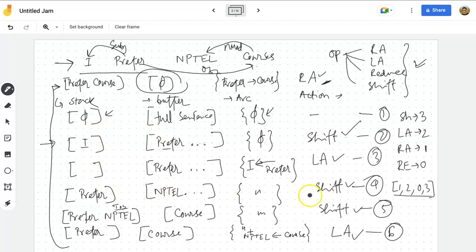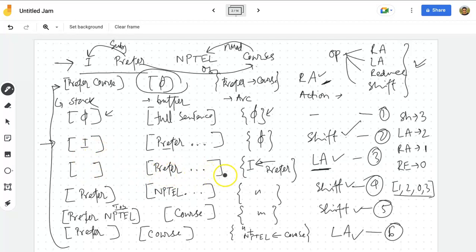So you can take a left arc. We add the arc here, so I to prefer, and this stack will be empty then. Because after the left arc operation, the top of the stack will be removed. So I will be removed, and the buffer will be the same as it is.